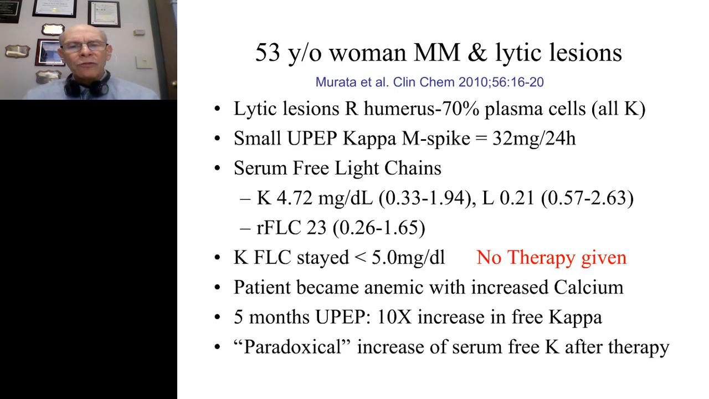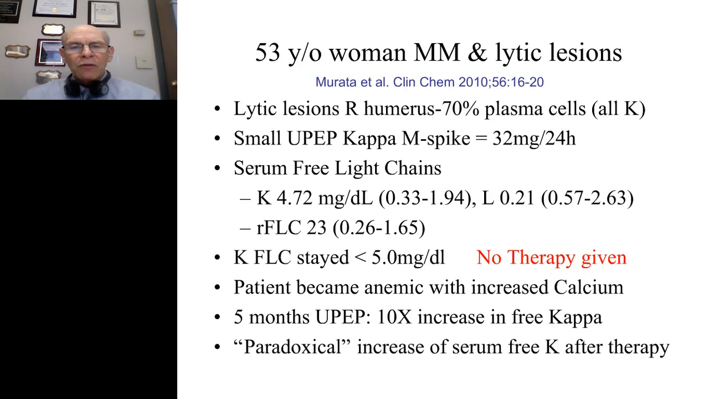They also did the serum free light chain test. It's much more convenient than the urine because you just need the serum sample. You don't have to collect urine for 24 hours. And that showed that the kappa was increased, 4.72 milligrams per deciliter. The normal range only goes up to 1.94, while the lambda was decreased to 0.21. The normal low range is 0.57. They decided to follow the patient at that time by looking at the serum free kappa chains, and it stayed below 5. No therapy was given.